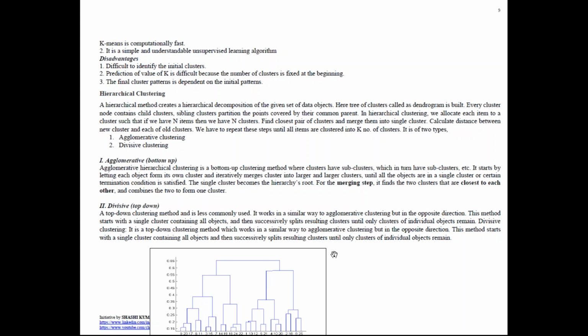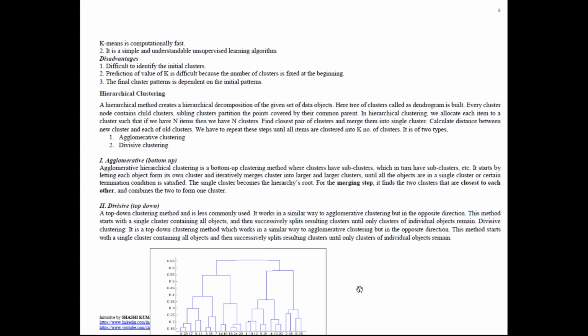For the merging step, it finds the two clusters that are closest to each other and combines the two to form one cluster. So this is the bottom up method. From all the terminal points, I reach the entire big cluster with all of them set together. Now in the divisive method, I start with my entire data set and reach down to each of my sample points.